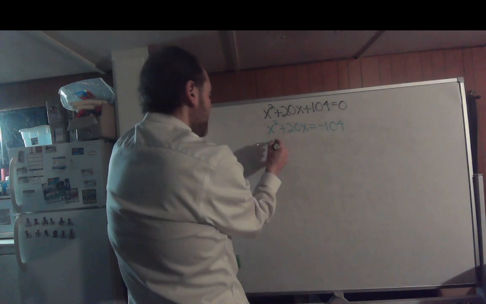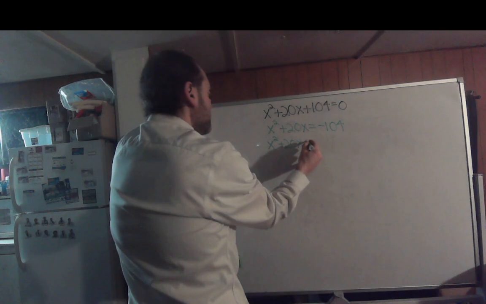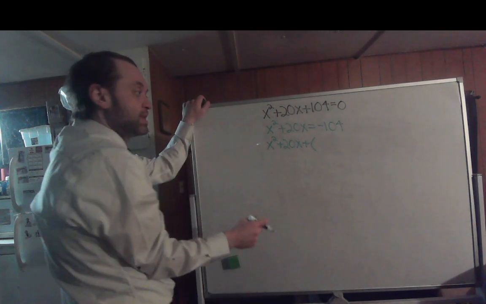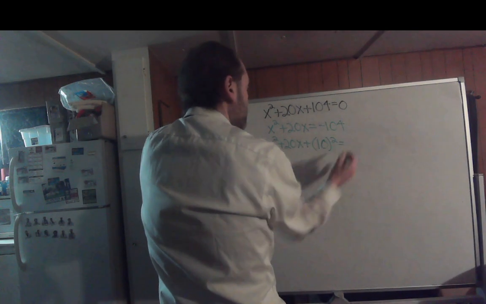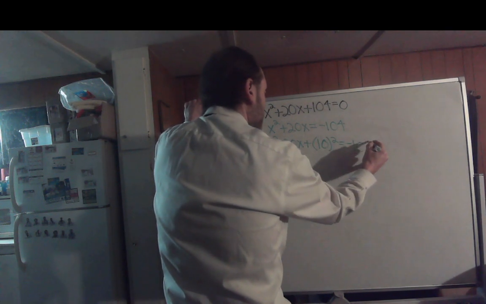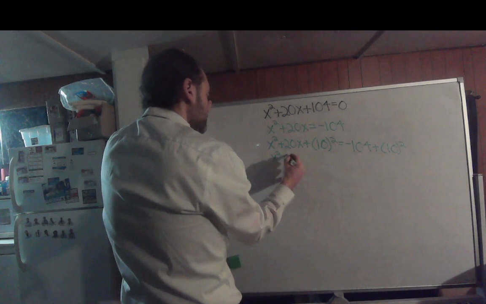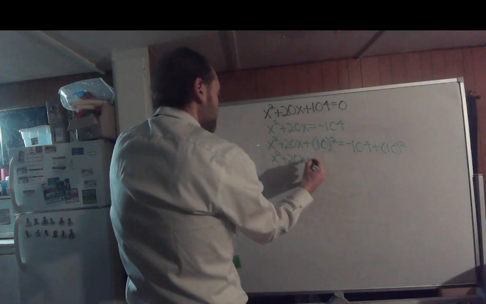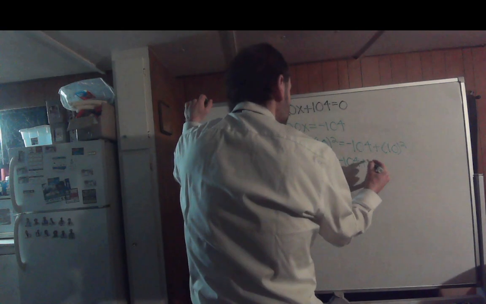Now we're going to take x squared plus 20x plus, what is half of 20? That's 10. So plus 10, raised to the second power, would equal negative 104 plus that 10 raised to the second power. So this will turn into x squared plus 20x plus 100 equals negative 104 plus 100.